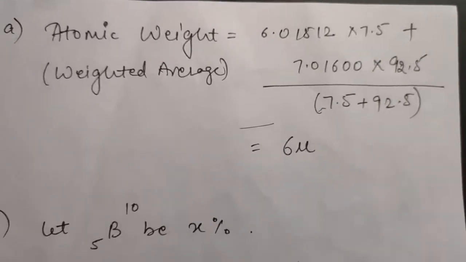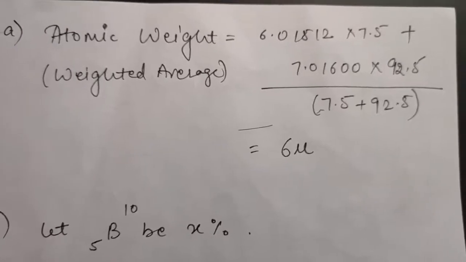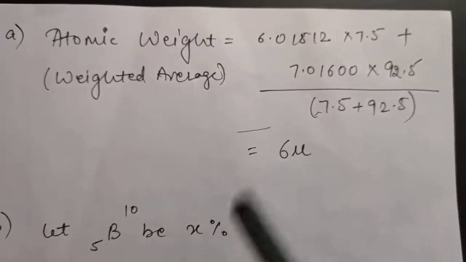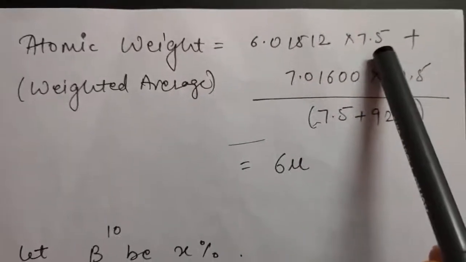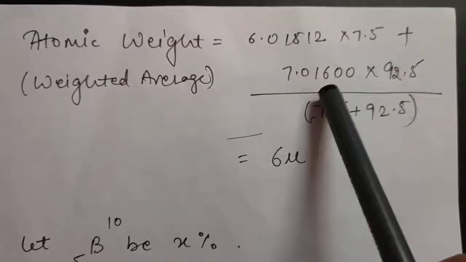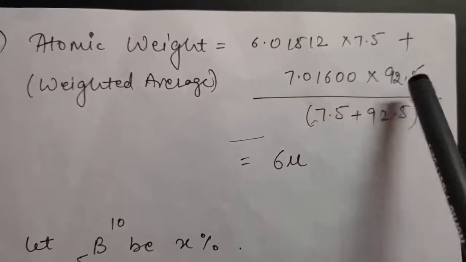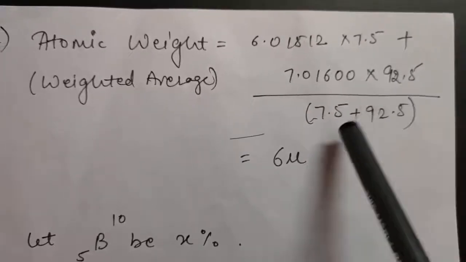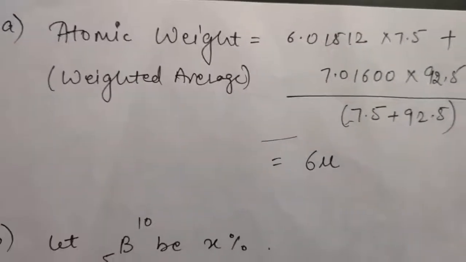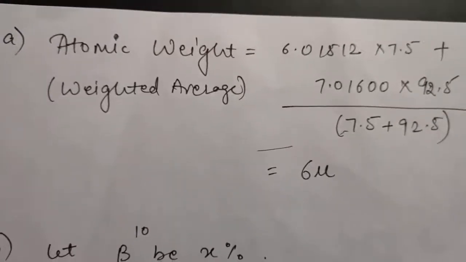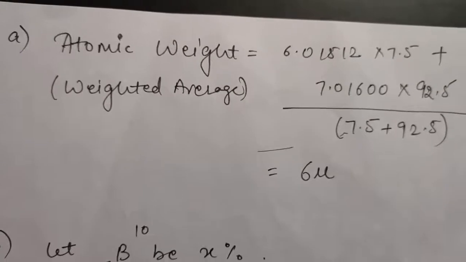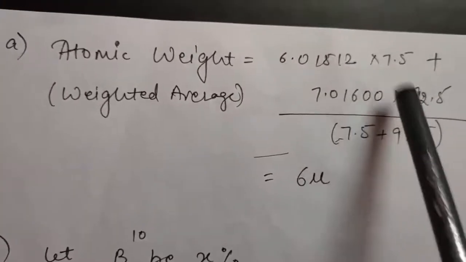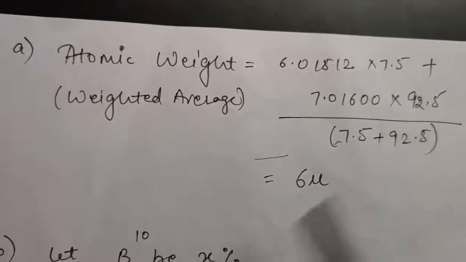If such a thing is given to you, then the formula to calculate atomic weight is mass of first particle into abundance of first particle plus mass of second particle into abundance of second particle upon total abundance. So this is the formula that we will be using here. Because mass and abundance percentage is given to you, and one more thing, just keep the abundance in percentage only. That will be the formula.